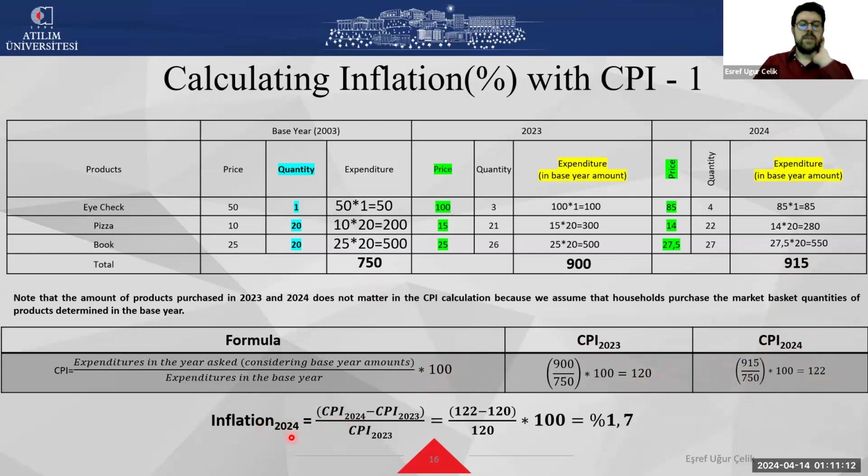Then calculate the inflation. I said the inflation rate calculation is the same with percentage change formula. Firstly, we take the what year I asked you, then minus the 1 year earlier divided 1 year earlier. Multiply 100. I forget to add 100 over there, but we can put over there. So don't forget to multiply 100. So 122 minus 120 divided 120 multiply 100, it's 1.7.